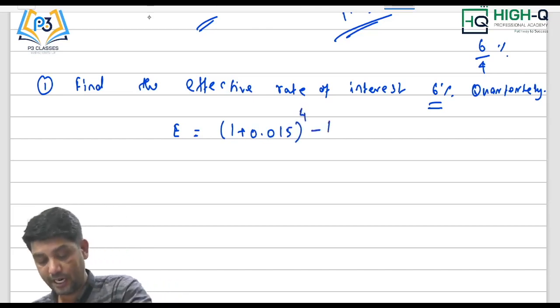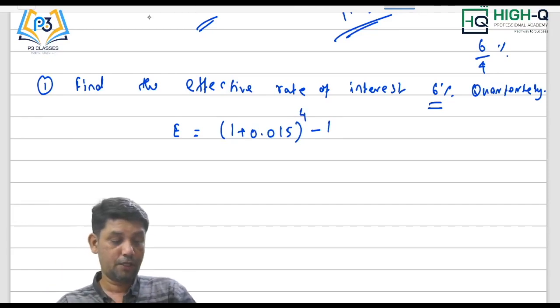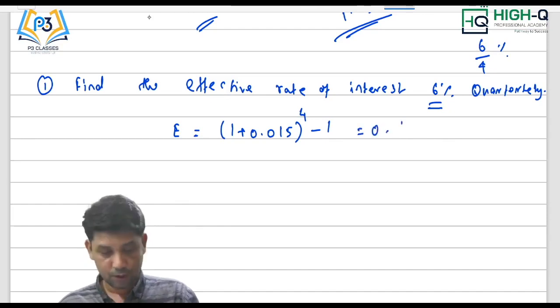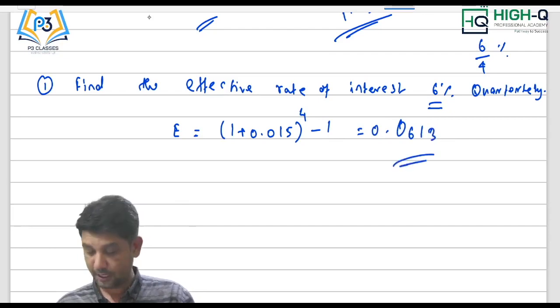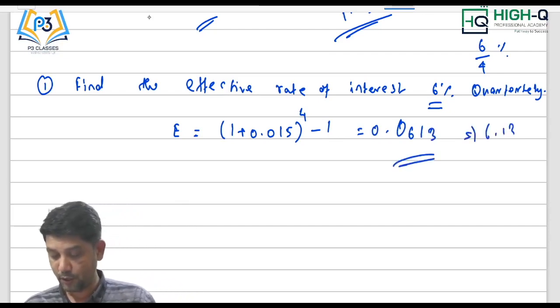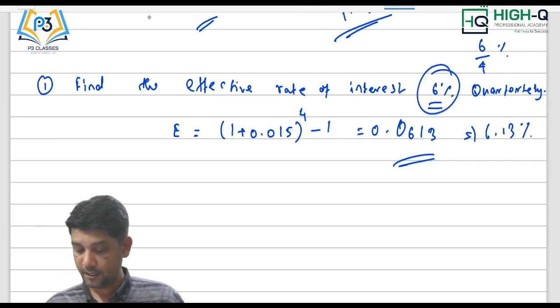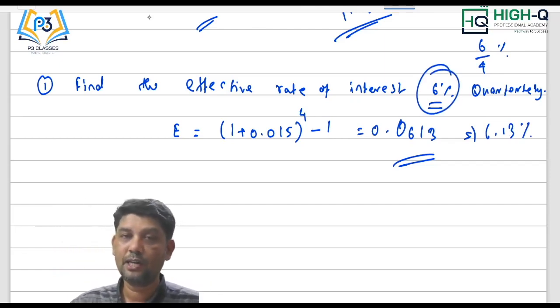Simply they take the calculator, sir. 1.015 power 4 equal to, minus 1. I get the answer as 0.0613, something like that. Which is nothing but 6.13 percent. That means if they are calculating 6% on a quarterly basis, it is not 6%, it is 6.13%. This is what kids do.